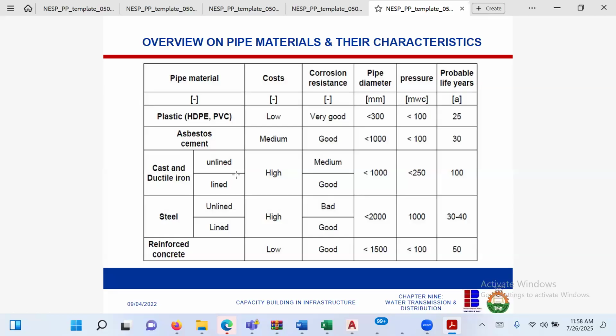Then you have cast iron. You have the lined and unlined. Cast iron can last for 100 years, but they need to be lined. They can take pressure as much as 25 bars. You have steel. Wow, steel is the highest. Steel can take 100 bars, but they will last for 30 to 40 years. So please find time and study this.